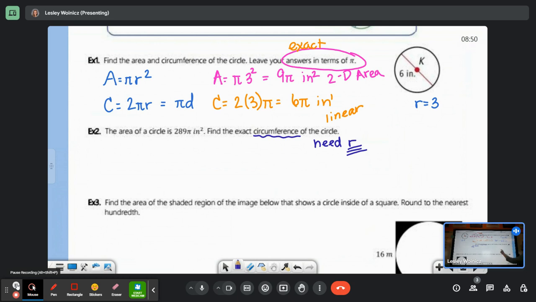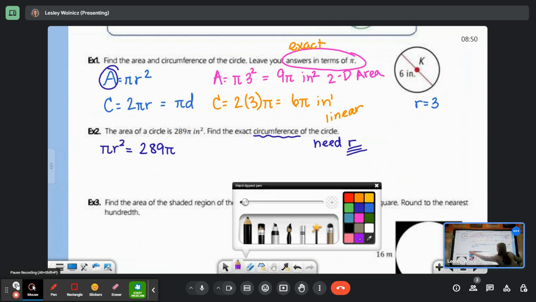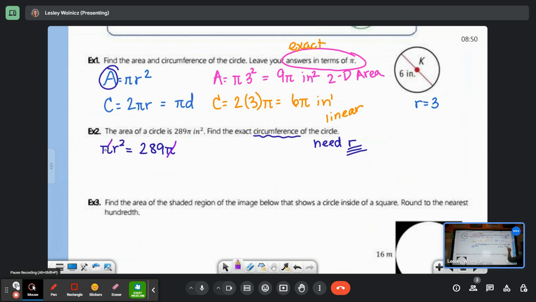Okay, so let's do it. Let's use the formula for area. Pi r squared equals the area. Plug in this for that area. And then you divide by pi. What happens to the pi's? They cancel. It takes practice to draw a pi. Okay, now what?